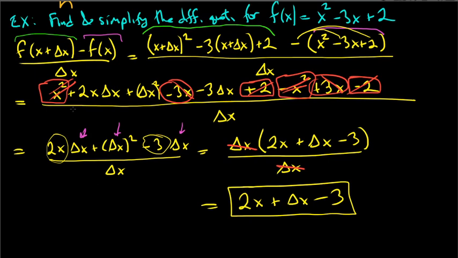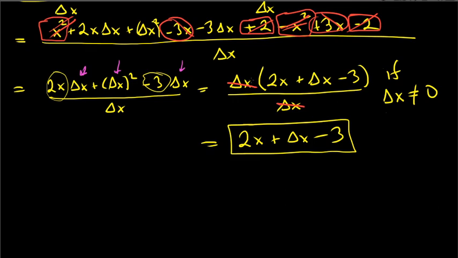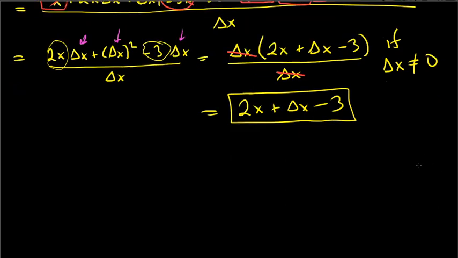Okay. Oh, we should mention one thing here. We're assuming that delta x is not equal to 0, right? So we can only cancel the delta x if it's not equal to 0. So that's important, right? Yeah, because if delta x is 0, we get 0 divided by 0, which is nonsense, right?